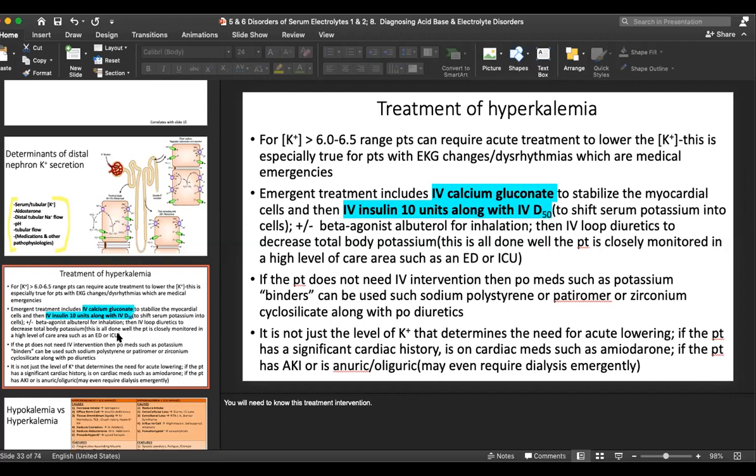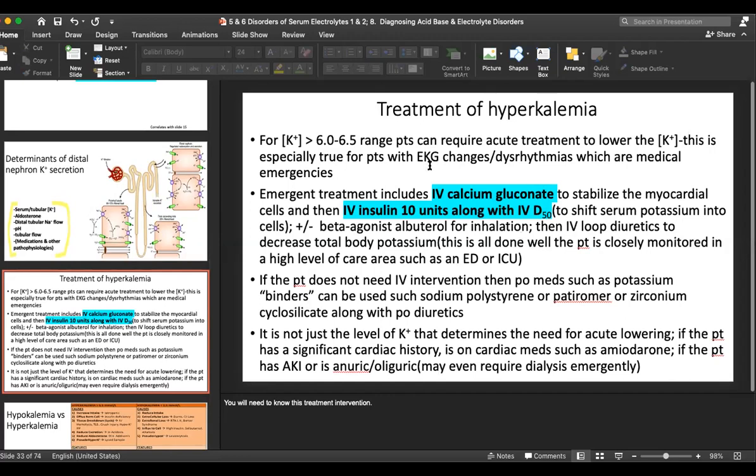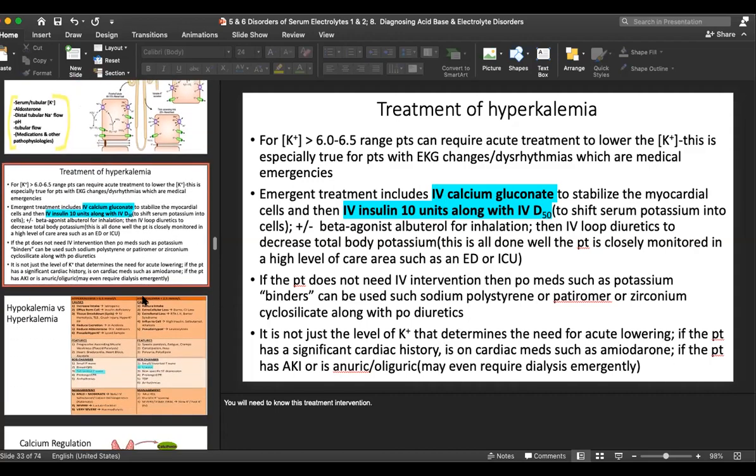If you give anybody insulin, their blood sugar is going to go down. We don't want it to go down too far, so we're going to give it with some D50. That way we're going to shift the potassium into the cell, but we're going to make sure that their blood sugar doesn't get too low. That's the important thing to know. I would just make sure that the first thing you do is give them calcium gluconate.